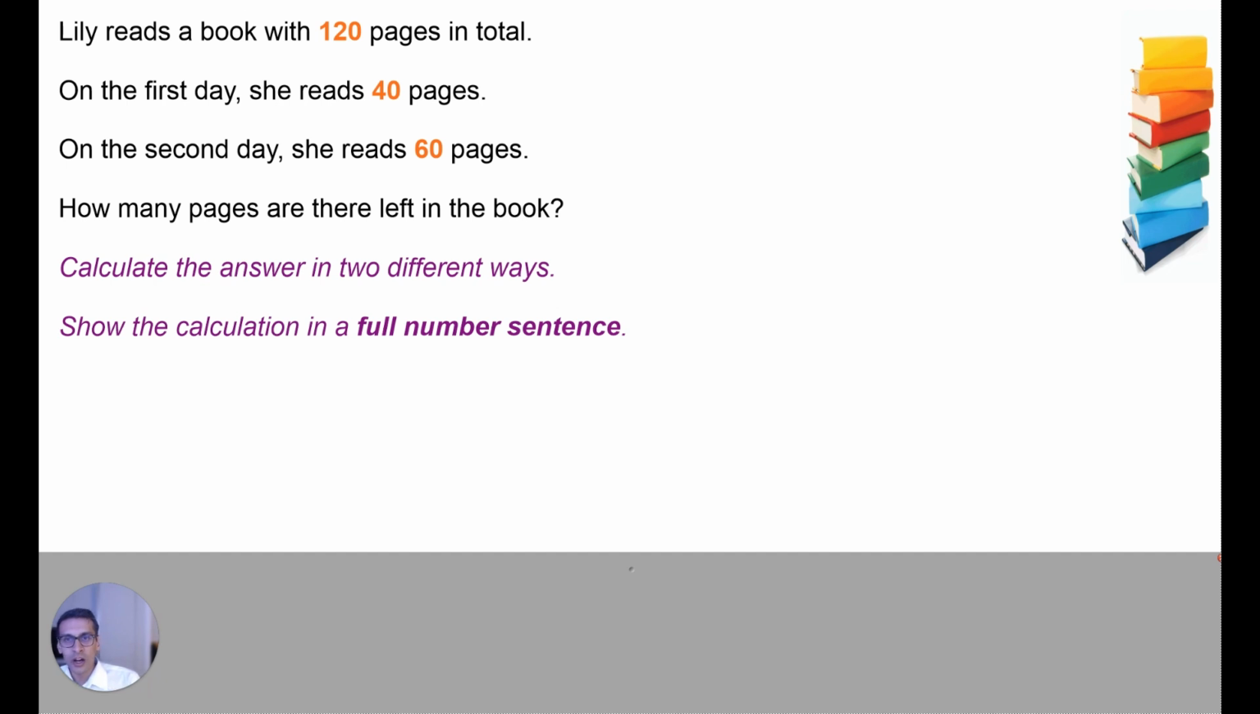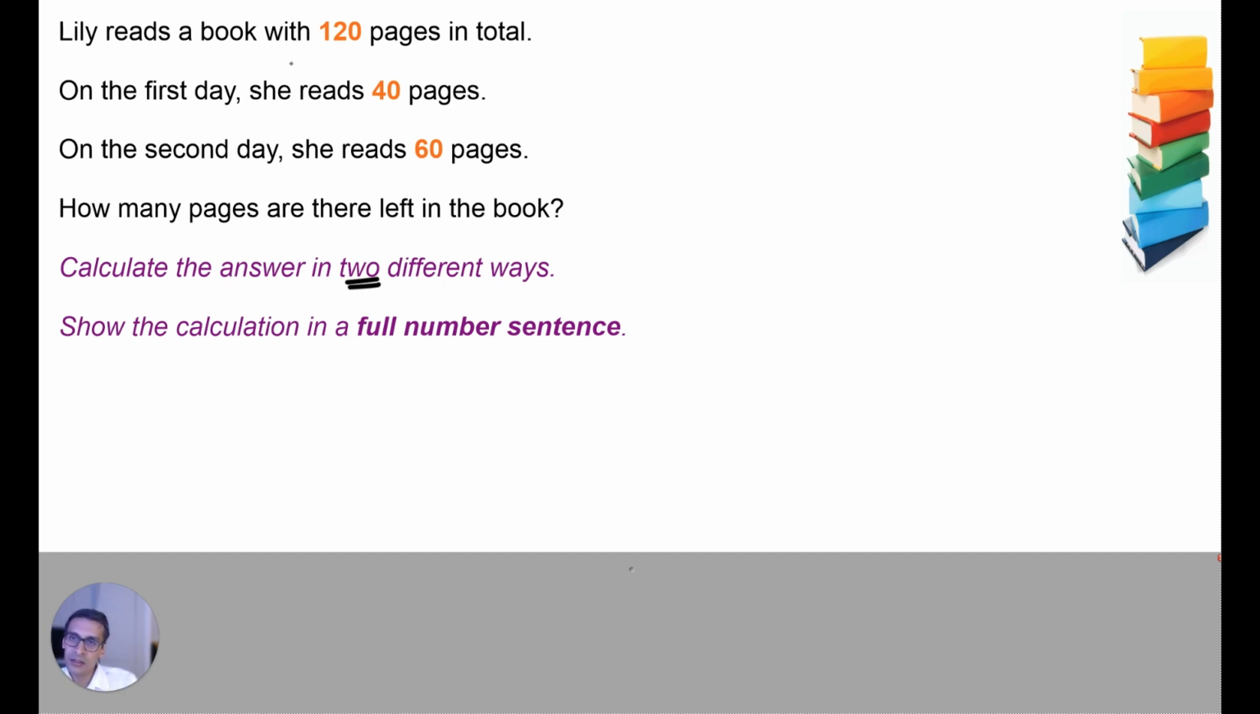Lily reads a book with 120 pages in total. On the first day she reads 40 pages and on the second day she reads 60 pages. How many pages are left to read in this book? Try to calculate this in two different ways, and then I'm going to go through some examples with you. Pause the video and have a go. Try to write this in two different ways.